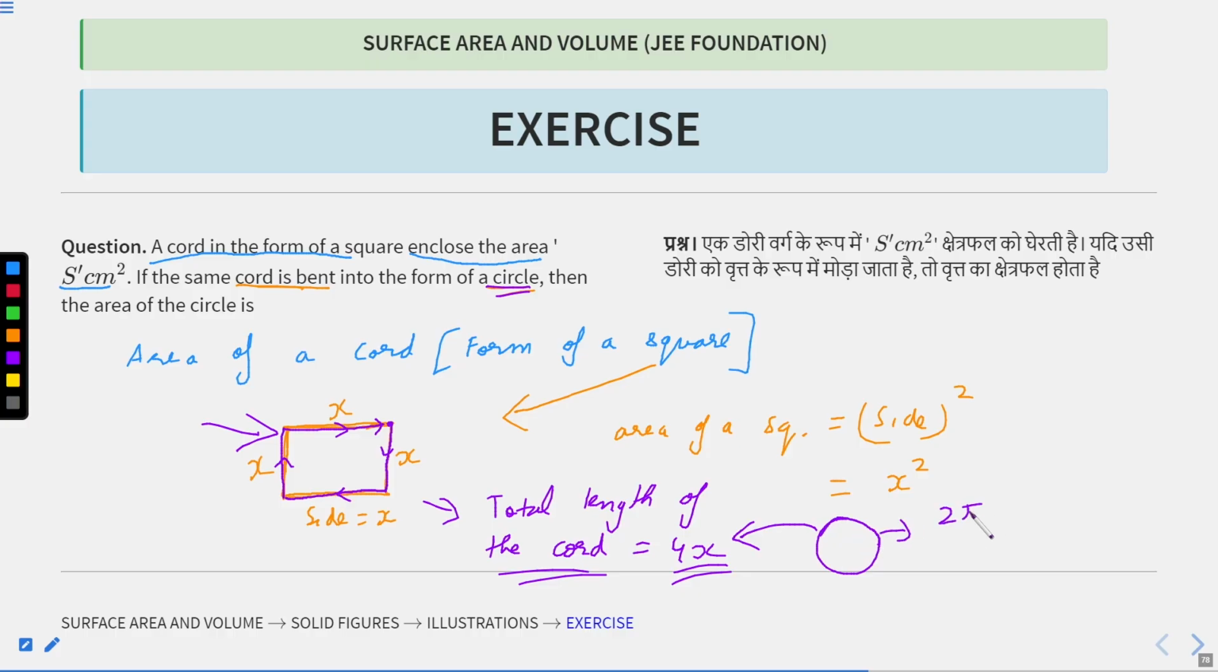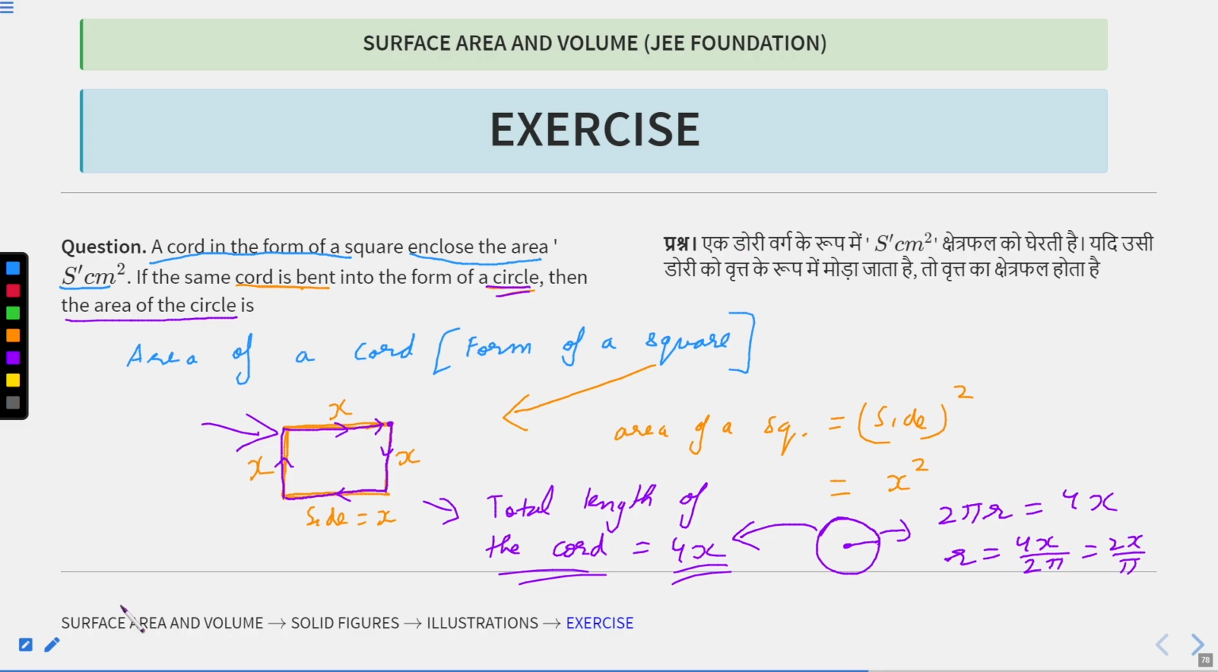Now we know the formula for the circle. Circumference of the circle is equal to 2 pi r, which is equal to 4x. From here we know r is equal to what? r is equal to 4x by 2 pi, which is 2x by pi. So from here we found out the radius of the circle formed by the chord. Now the actual question was to find out the area of the circle.